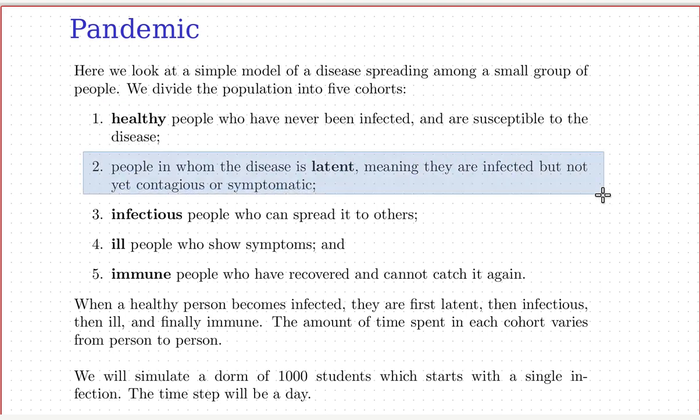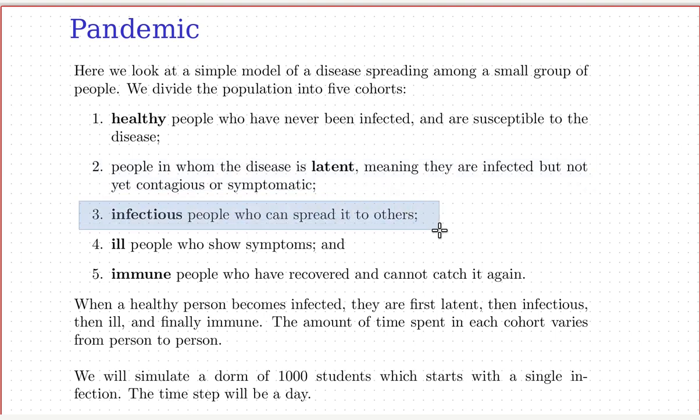Then another cohort of the population will be people in whom the disease is latent, meaning they've been infected, but they are not yet either contagious or symptomatic. They don't know that they've caught the disease, and they're not spreading it yet. Next, the next stage of the illness is the infectious stage. Now, at this point, people are infectious. They can infect others, but they're still not symptomatic. So this is a very concerning stage of the illness because people can spread it without even being aware that they've contracted the disease themselves.